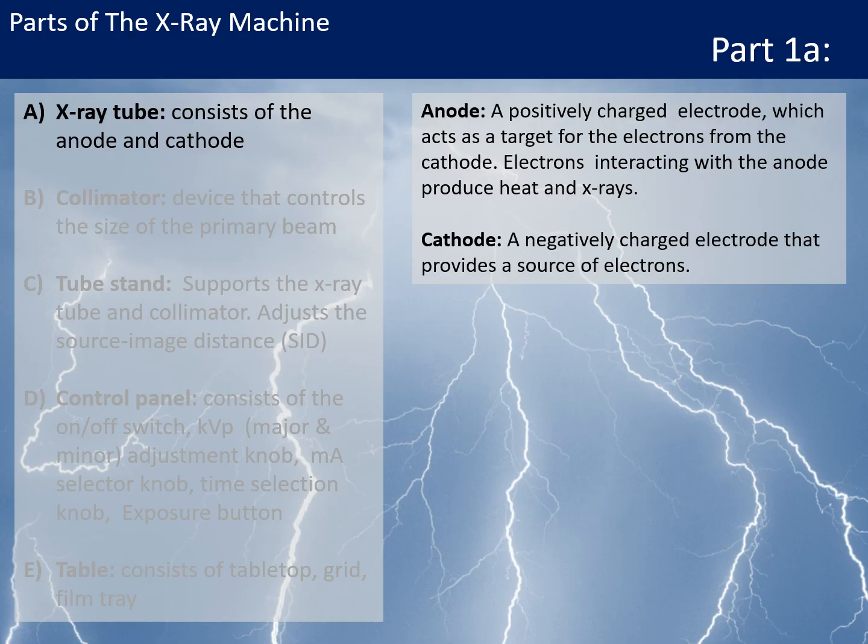The X-ray tube consists of anode and cathode. The anode is a positively charged electrode, which acts as a target for the electrons from the cathode. Electrons interacting with the anode produce heat and X-rays. The cathode is a negatively charged electrode that provides a source of electrons.